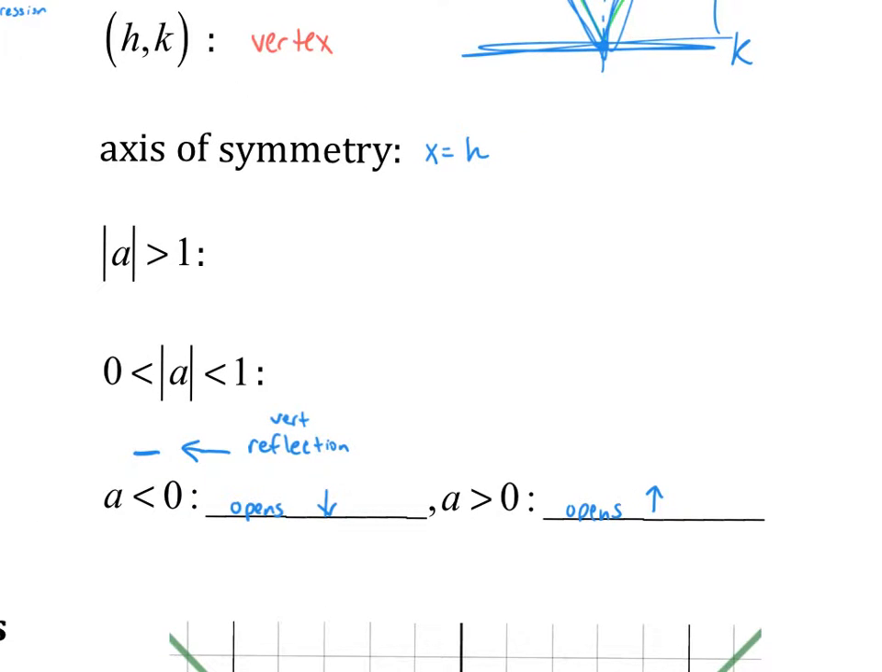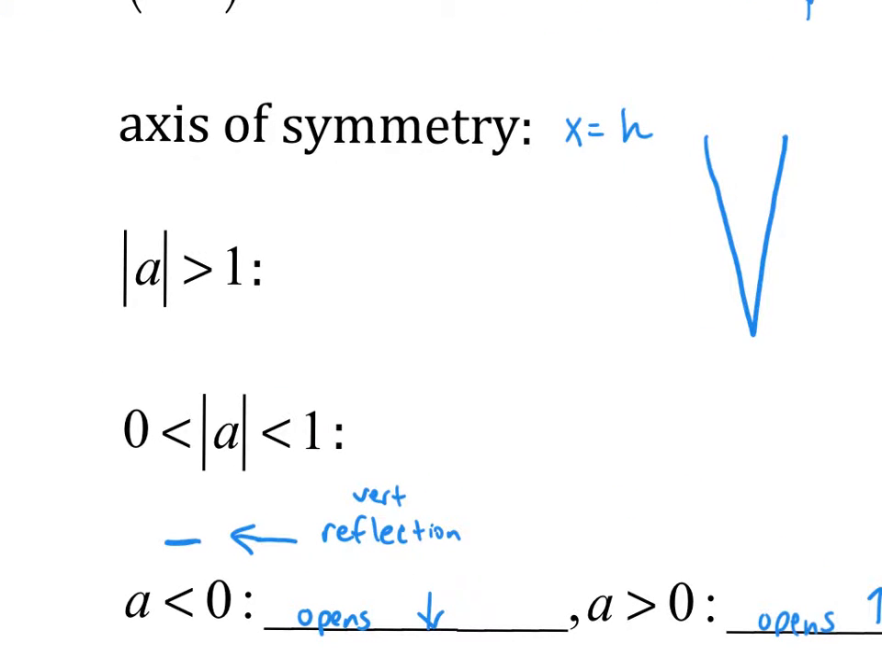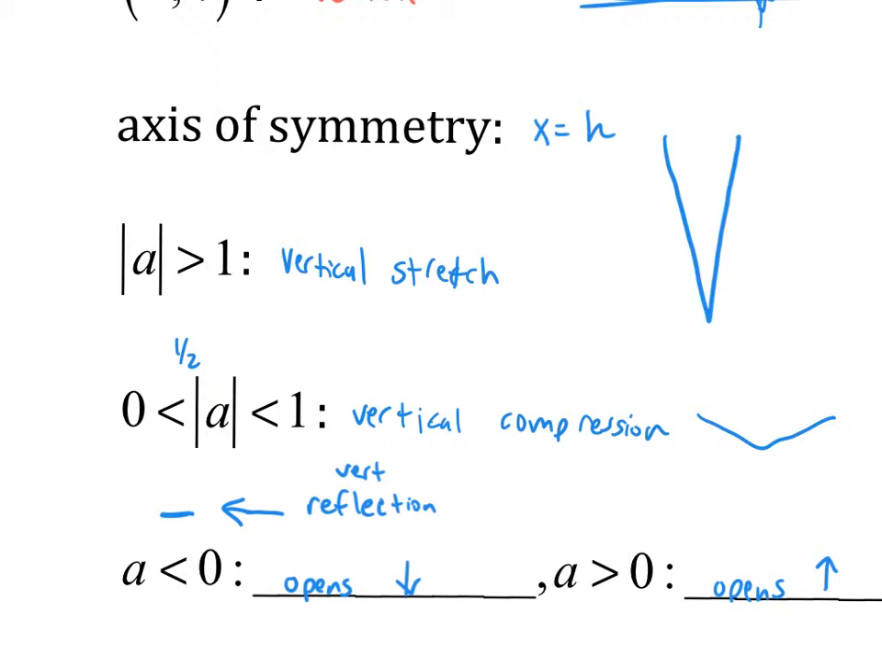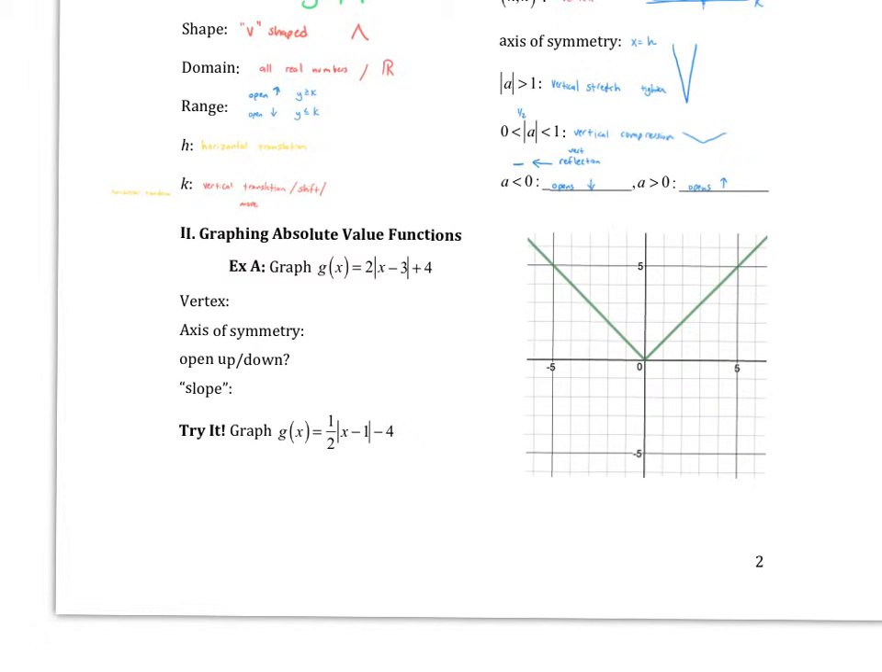Notice that the higher A goes, the more narrow it got, which means that as A is greater than 1, this makes it more tight, and we call that a vertical stretch. And this means that if we have like a 1/2 or a 2/3, something like that, then this becomes a vertical compression. In other words, the V gets wider, and up here the V gets tighter or more narrow. Okay, so let's walk through and see some application about graphing.